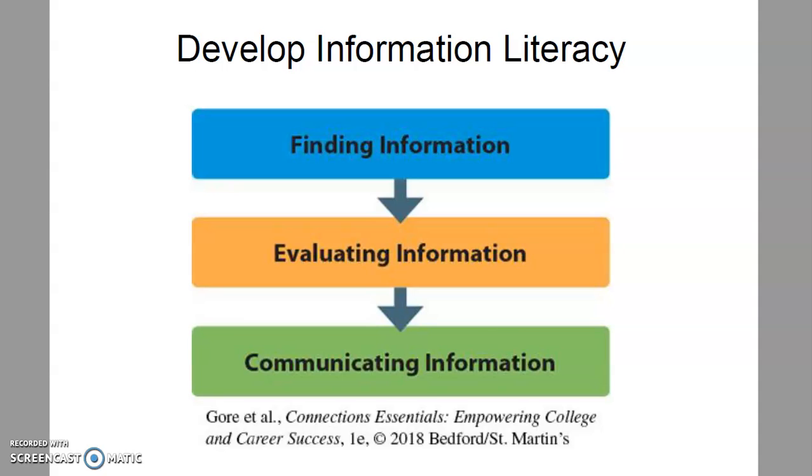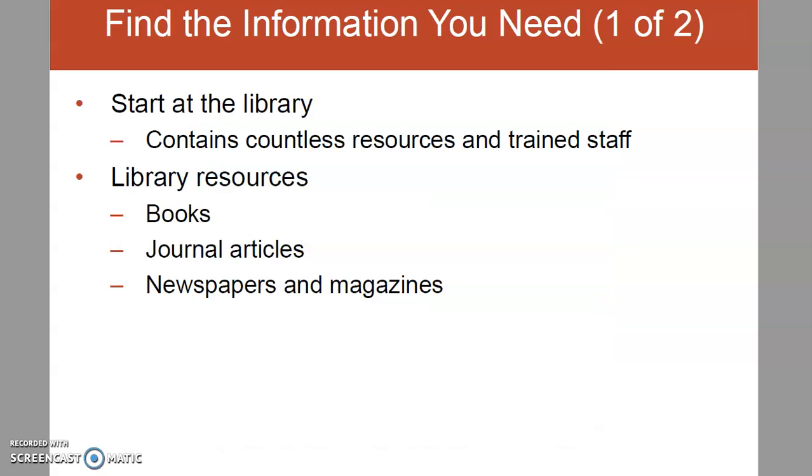The first step is to find the information. The second step is evaluating the information. And the third step is communicating the information. To find the information academically, you will use HACS library resources, including books, journal articles, newspapers, and magazines. And remember, in our class with our research project in FS100, you will be using scholarly journal articles and websites, .edu and .gov.